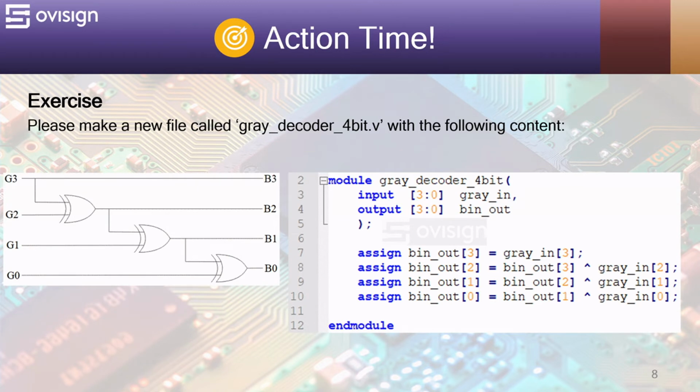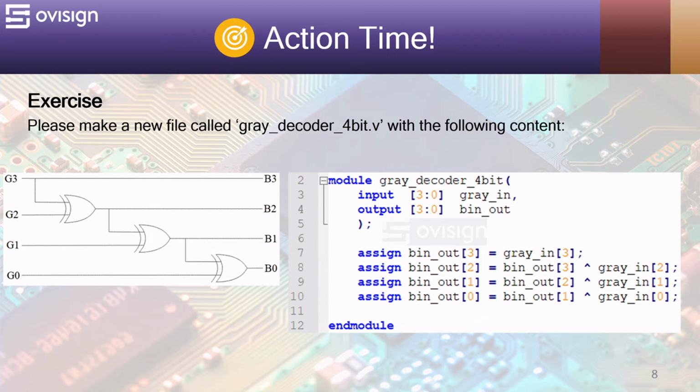Decoder implementation. Please make a new file called Gray Decoder 4bit.v with the following content. As you can see, the block diagram of the decoder is extremely simple and is also built from 3 XOR gates that have the gray bits as inputs and the binary value as outputs. The gates are arranged in a different way than in the encoder, being put in a cascade formation.